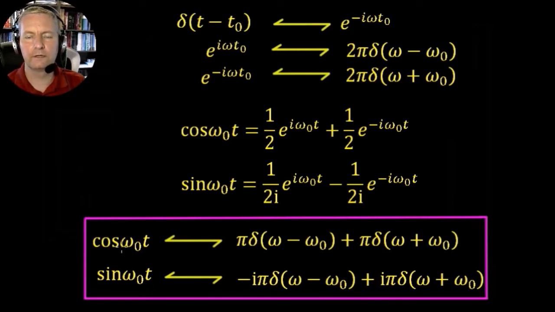So the Fourier transform of cos omega naught t is this little function here, which is two little impulse functions separated by plus omega naught and minus omega naught, of height pi.